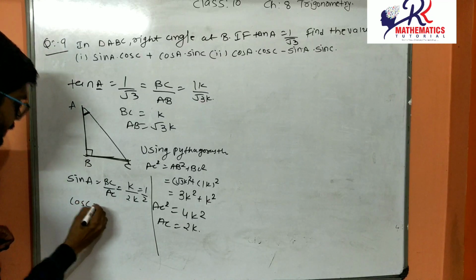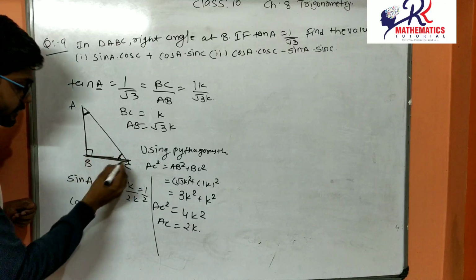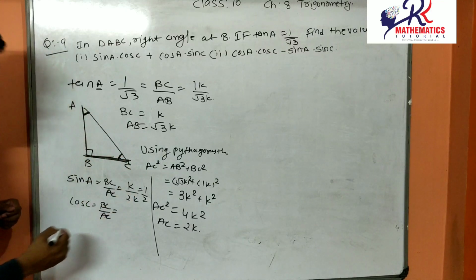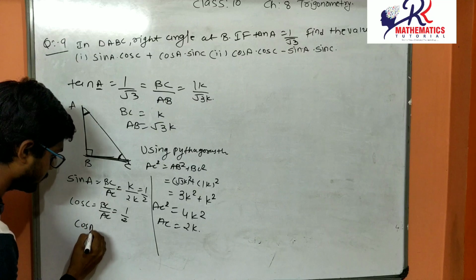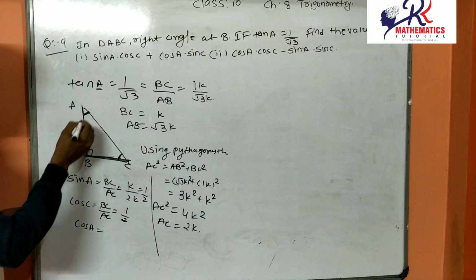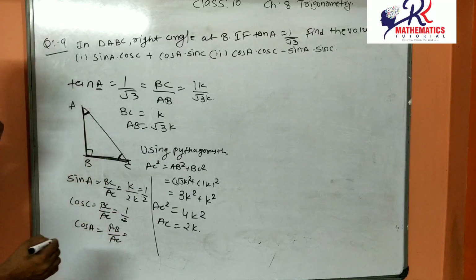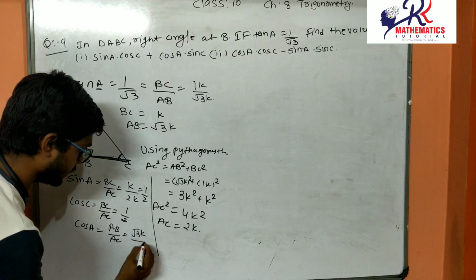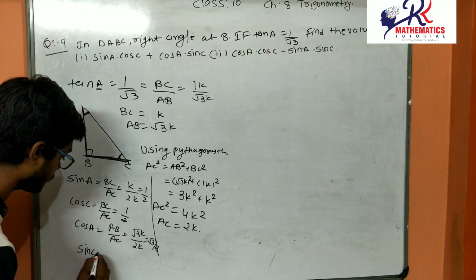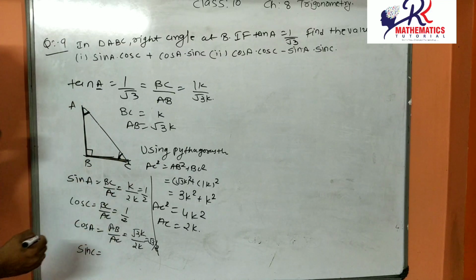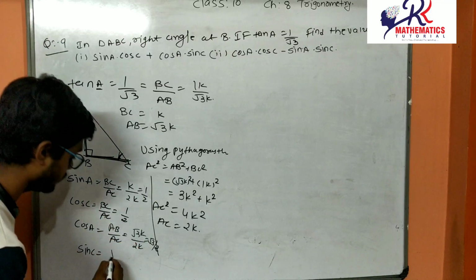Cos C. So for cos C, we have to take C as a reference angle. So the cos is adjacent side upon hypotenuse. It is also BC upon AC. So it is also 1 by 2. Now for cos A, we have to take A as a reference angle. So it is adjacent side upon hypotenuse. So we can write AB upon AC. So the value of AB is root 3k and AC is 2k. So it is root 3 by 2. Now sin C. For that we take C as a reference angle. So it is opposite side upon hypotenuse. So it is AB upon AC. So it is root 3 by 2.